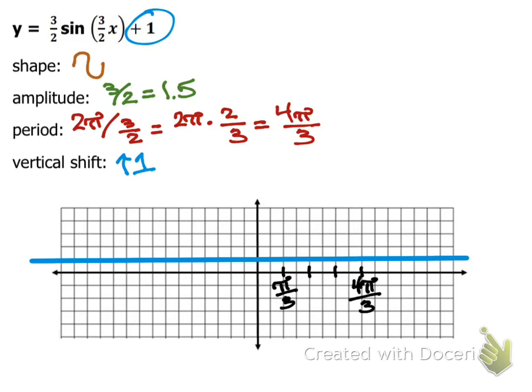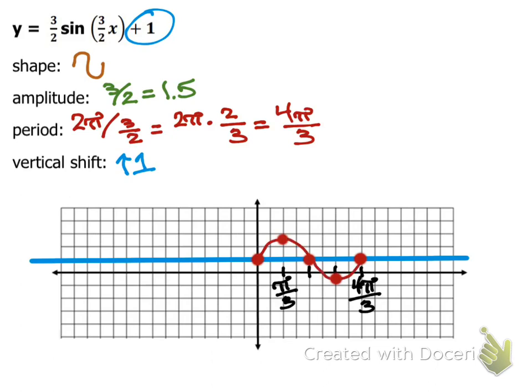Then I'm ready to graph. Sine starts with a 0, has a 0 at the end of its period. Halfway between has another 0. Halfway between there is a maximum, which is up 1.5 from my new x-axis. And halfway between the other 2 zeros is a minimum.